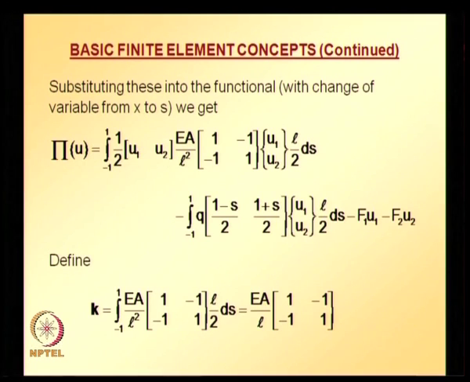While carrying out this integration, it is assumed E A are constants, so we can take them out of the integral. So K is equal to E A over L times 1 minus 1 minus 1 1, and that is applicable only when Young's modulus and cross sectional area are constant, which is a specific case. If you have a general case, you need to integrate them, putting them inside the integral. And K is defined like this.